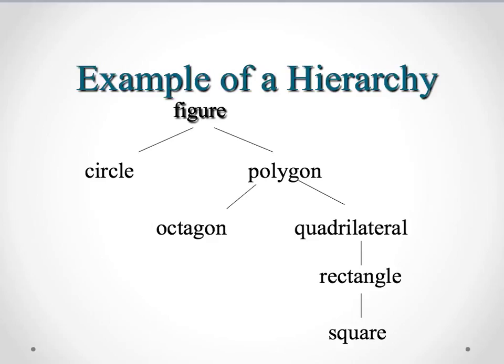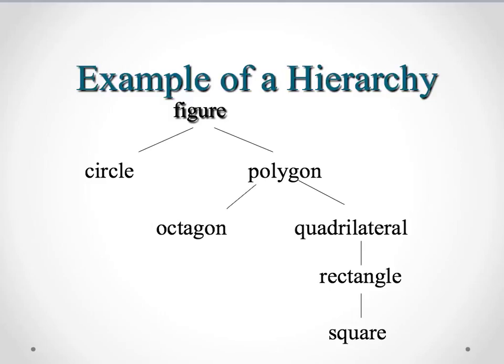Okay, so here's an example of a general hierarchy. Okay, the word figures at the top. A figure could be anything. It could be a smiley face, it could be a star, it could be a polygon, okay? It could be the letter V. Okay, we're going to break figures into two categories, though: circles and polygons.